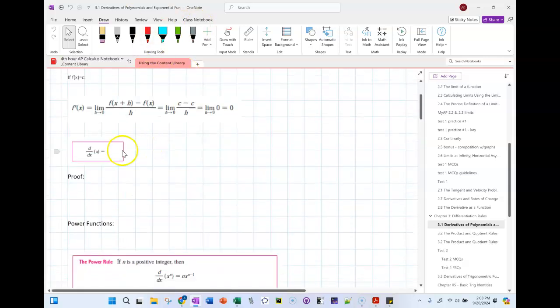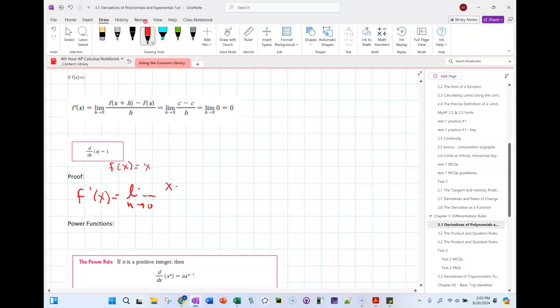Okay. The next one, the derivative of x is equal to 1. Again, what's the slope of the line y equals x? 1. So the derivative is 1. How do we prove that? Well, we just use our limit definition. If f of x is equal to x, what's f of x plus h? It's x plus h. And what's f of x? x. So the x's cancel out, and I'm left with h over h, or just 1. Feel good? Okay.